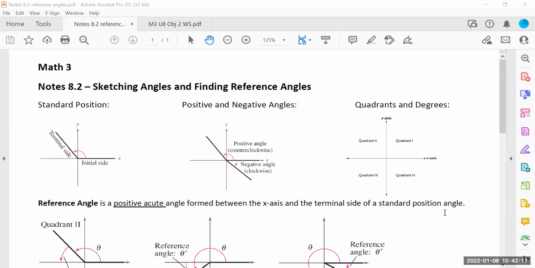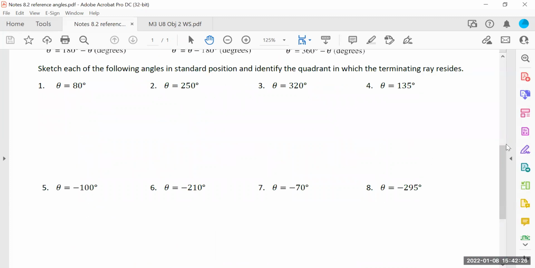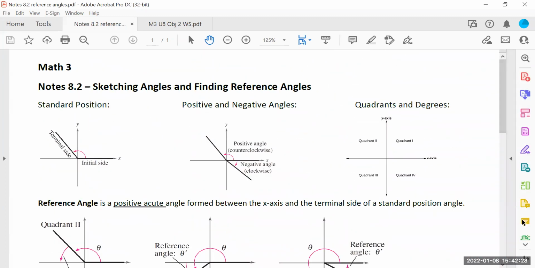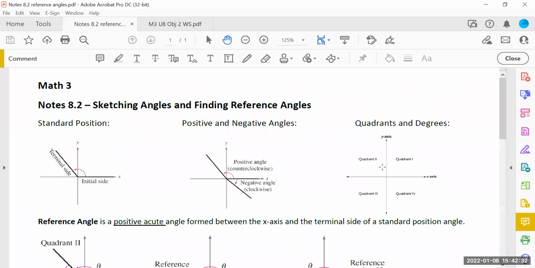So when we talk about angles, we're going to talk about standard position, which means that we're going to measure from the positive x-axis. The positive x-axis is our initial side. We're going to go in the counterclockwise direction, and wherever we end, that's the terminal side. That measurement is our standard angle.